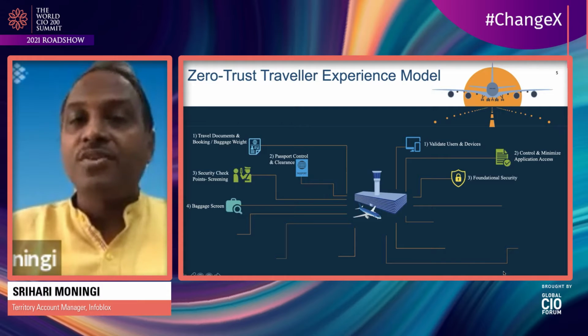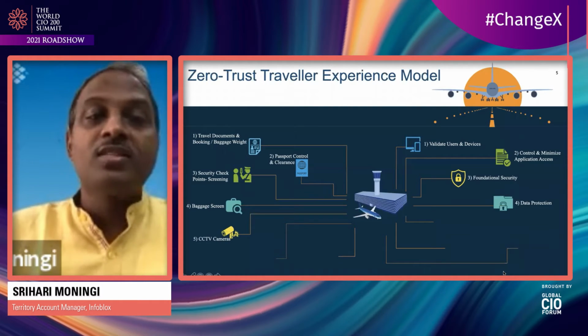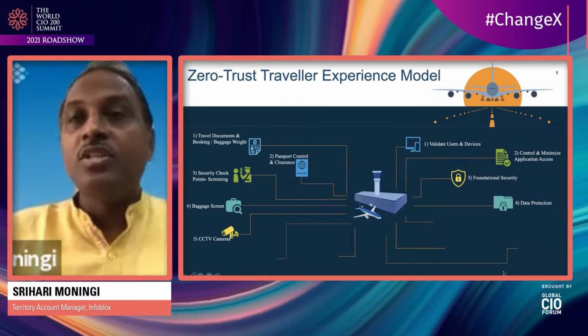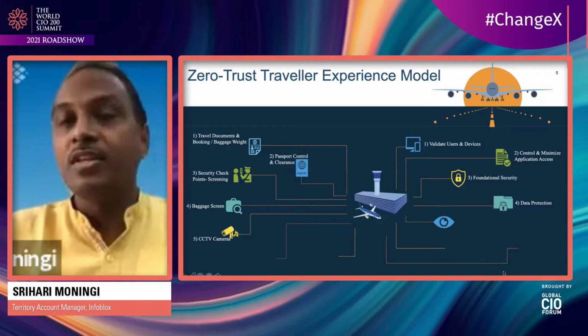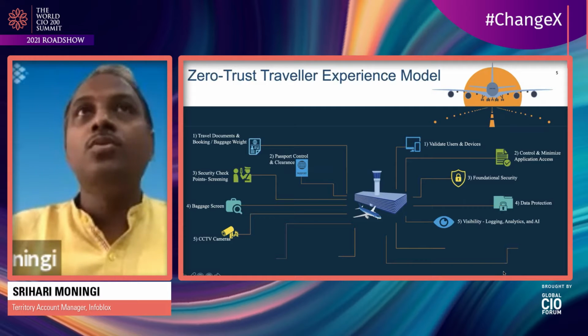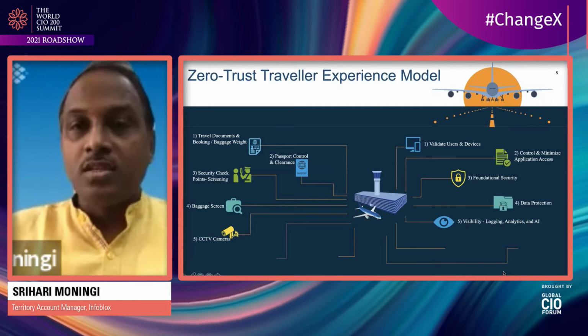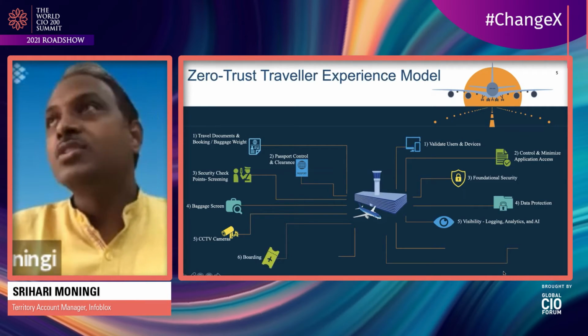The next is baggage screening. We correlate baggage screening with data protection: what's going inside the data, and is it legitimate traffic or malicious traffic? The next comes CCTV surveillance. Anyone can be monitored, such as where this particular gentleman or an asset has been left. That is nothing but visibility. We try to correlate where exactly these devices are, or what activities this particular user is doing, so you can track it down, which is nothing but reporting.